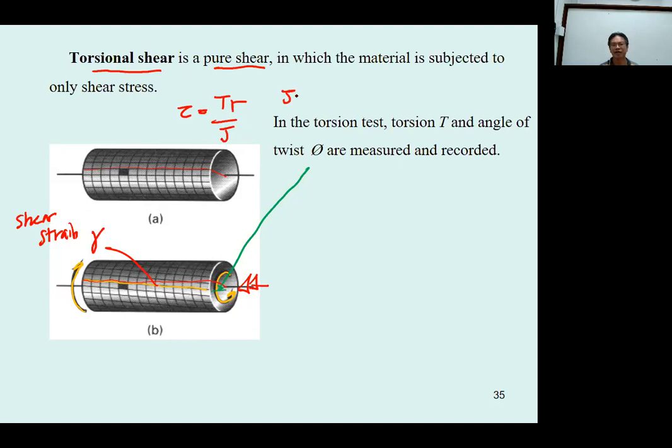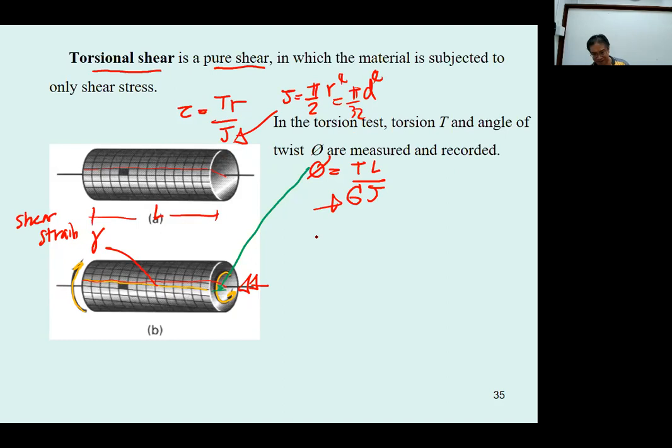And then J is the polar moment of inertia. It's going to be pi over 2 R to the power 4, or pi over 32 times the diameter to the power 4. That is for the polar moment of inertia. And then you can compute the angle of twist to be TL over GJ, where L is the length of the shaft, and G is the shear modulus of elasticity. We have discussed this in the previous chapter.